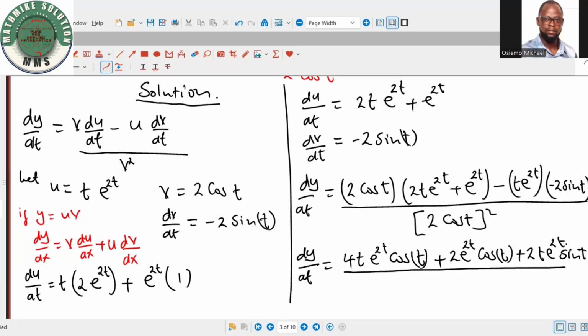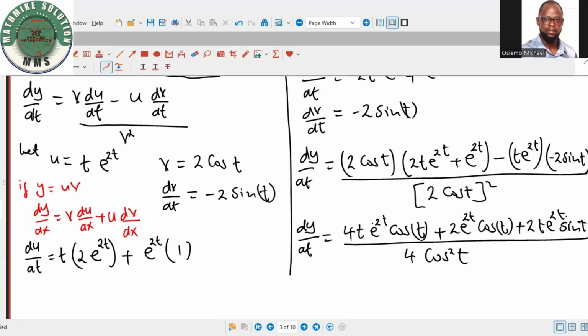And all this over, we apply the rules of indices. This one will become 4 cos squared t. So that is our final answer. But you can still simplify by factorizing maybe exponential 2t. But even if you write up to that point, it is very much correct.